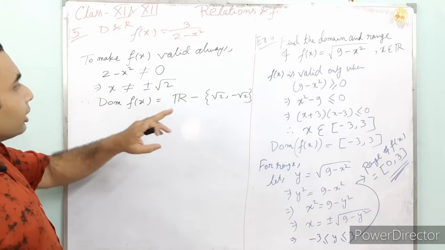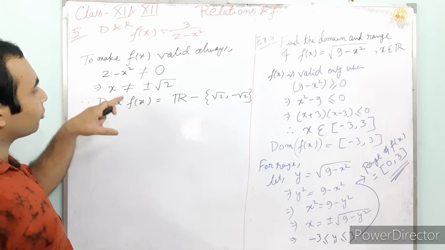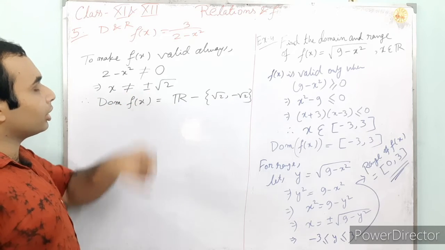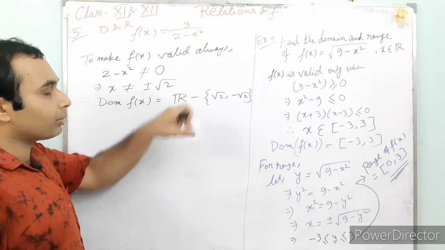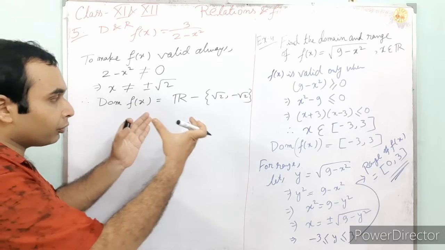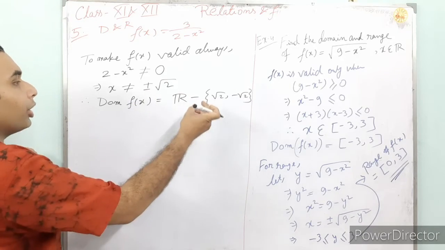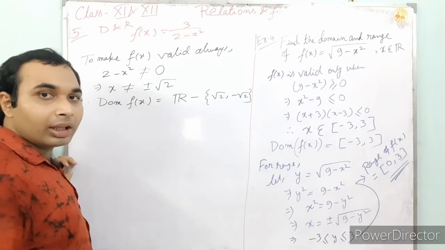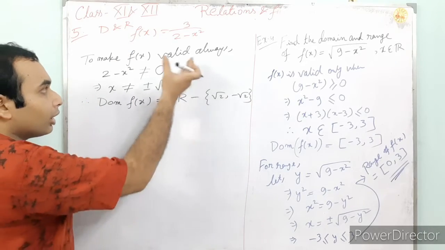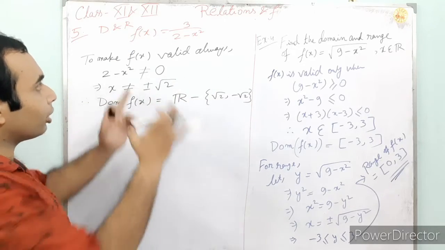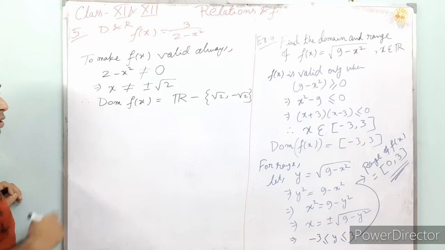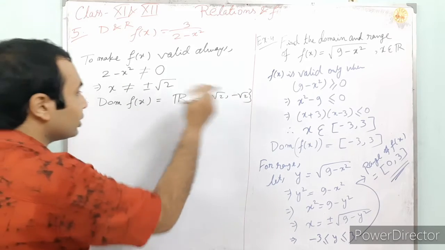So where it is not defined, we have found that one, that is x is not equal to plus minus root 2. Only those 2 points, plus root 2 and minus root 2. So if we just subtract those 2 points from the whole real number set, then we will get the valid portion of the inputs. So that is the domain only. So domain of f(x) is this one.